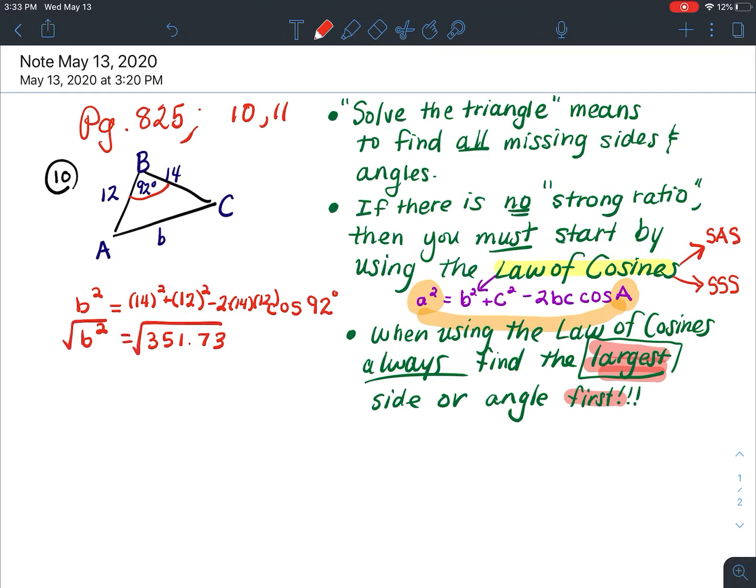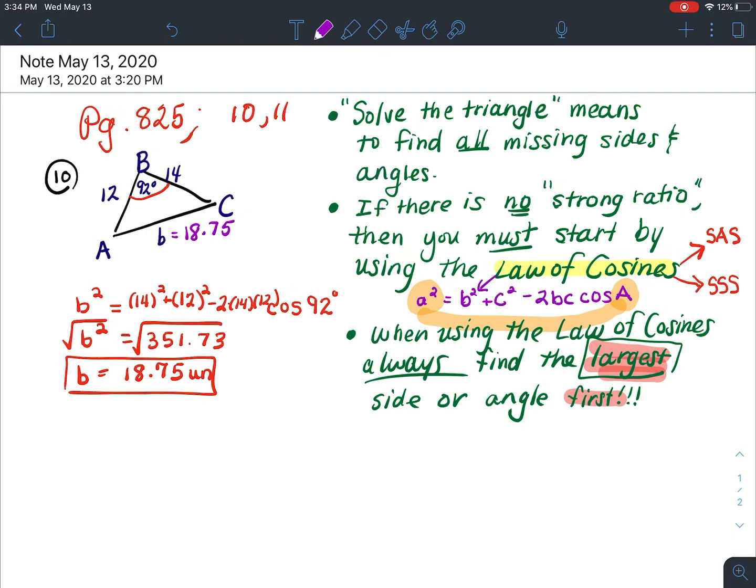So we would then take the square root of that, and we would get side B, if we carried this out to 2 decimal places, to be roughly 18.75. Okay, so I'm going to take that and add that onto the picture here. Now here's the great thing, at least, about law of cosines. You only should have to use it once, okay?